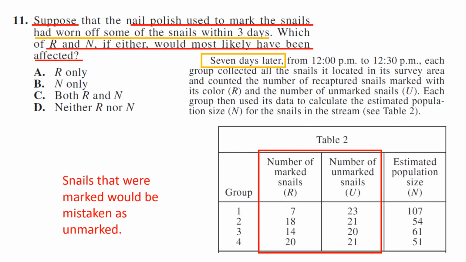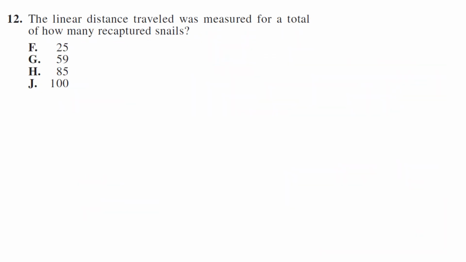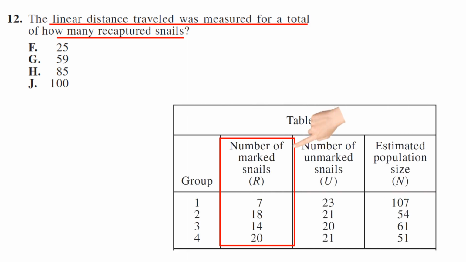So we're going to go to the table. R is the number of marked snails. N is the number of unmarked snails. So if they were marked, they could be mistaken as unmarked. So it would affect both R and N. C.